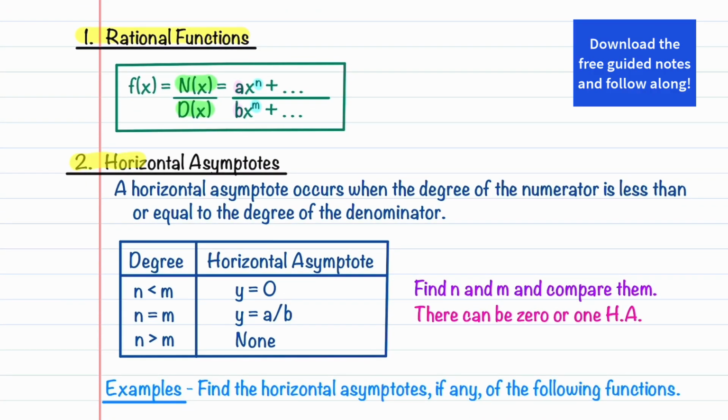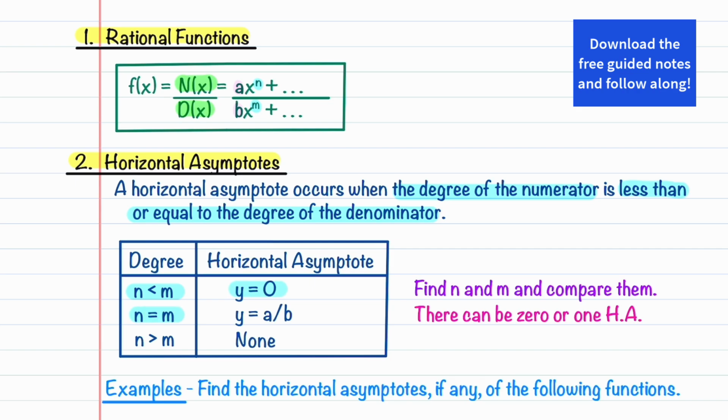Let's start with horizontal asymptotes. A horizontal asymptote occurs when the degree of the numerator is less than or equal to the degree of the denominator. I've made a chart here to make this easier. If the degree of the numerator is less than the degree of the denominator, that just means there is a higher power in the denominator. Then you're going to get a horizontal asymptote y is equal to 0.